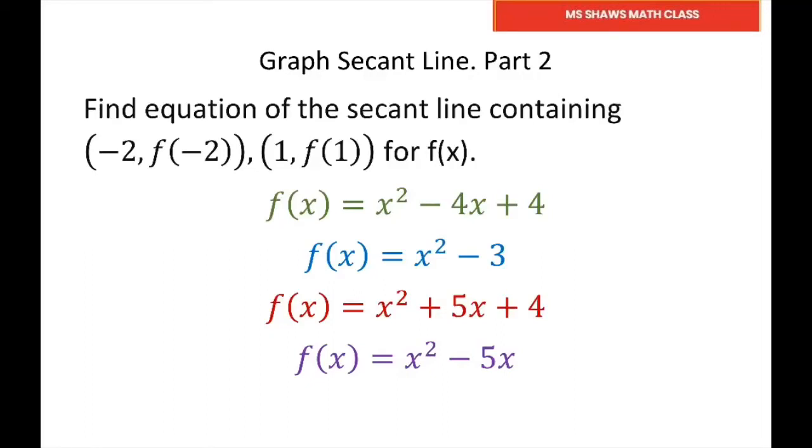Hey everyone, we're going to graph the secant line and f of x on the same graph, and the secant line must contain -2 and 1. We're going to have to find the y here, and the problem we're doing is this problem right here. I should have put that on there earlier, and I've already done the other 3 problems.